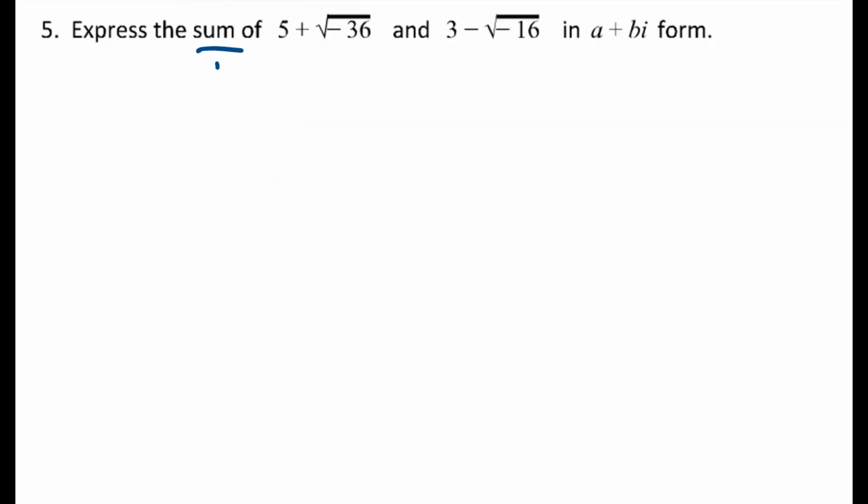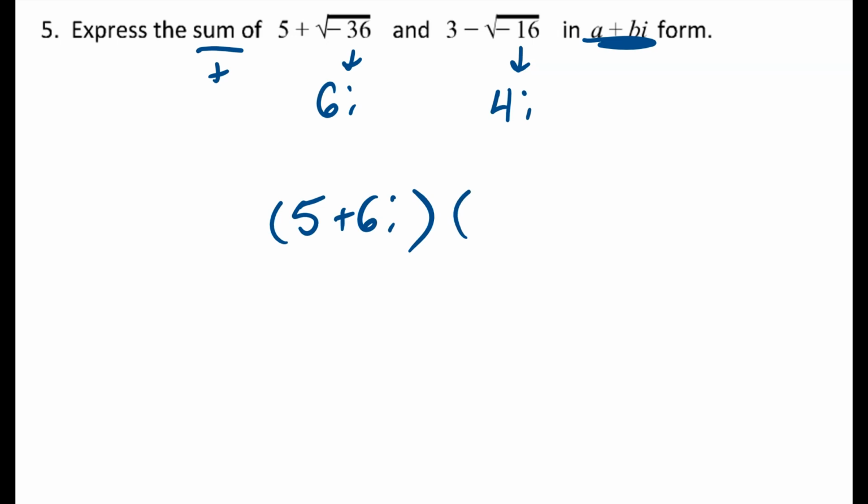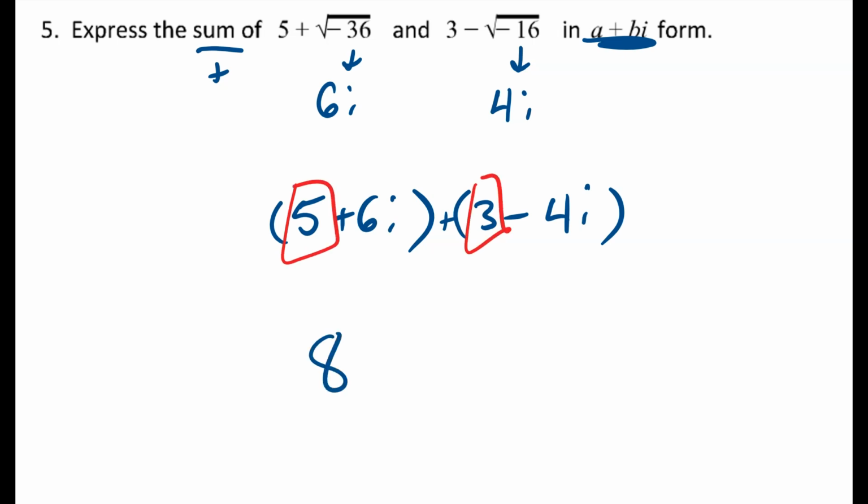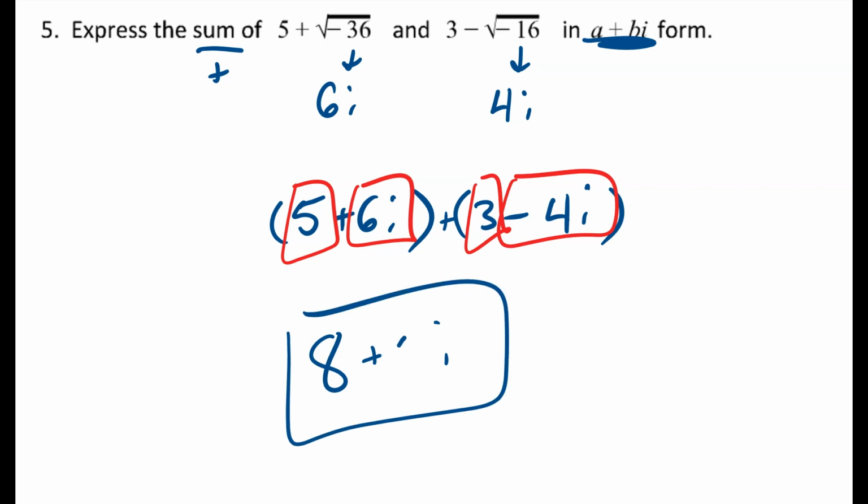Express the sum, remember that means to add, of 5 plus radical negative 36 and 3 minus radical negative 16 in a plus bi form. So I know both of these are complex numbers again because I have a negative under the radical there. So they want me to add 5 plus 6i and 3 minus 4i. So I'm going to combine like terms here. 5 plus 3 is 8, and 6 minus 4 is just 2. So my final answer in simplest a plus bi form is 8 plus 2i. Again, notice I put the real part first and the imaginary part in the back.